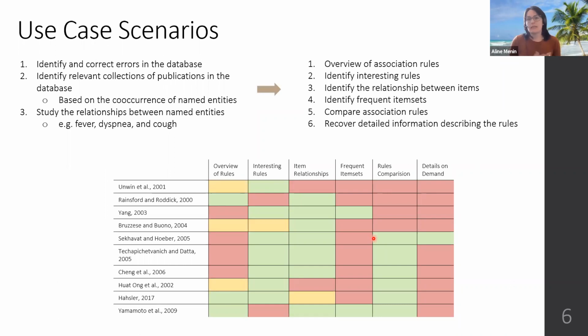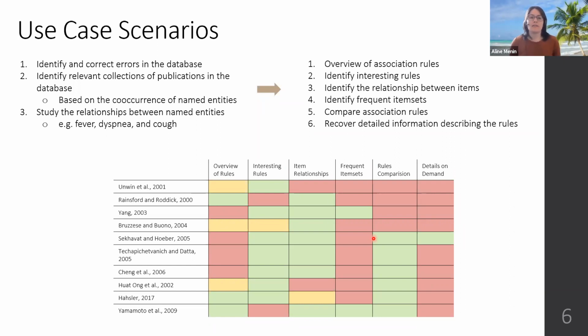So the interest of using association rules, specifically in the COVID on the web data set, we were thinking about identifying and correcting errors in the database, because sometimes we could have some named entities that have not been correctly identified. Some of these errors were already identified while extracting the association rules, but with a visual aid, it would make it easier to find these problems.